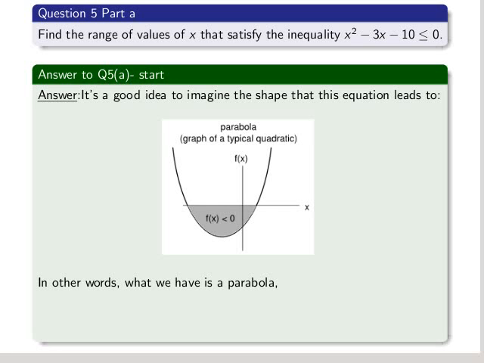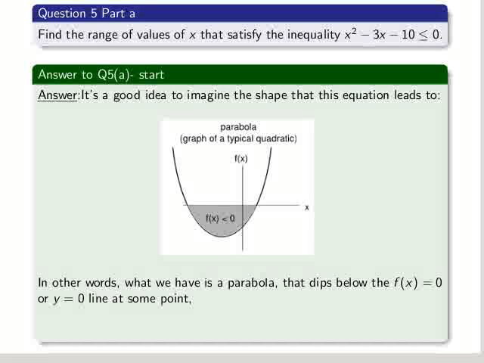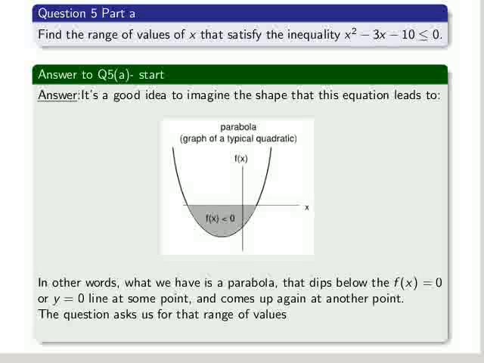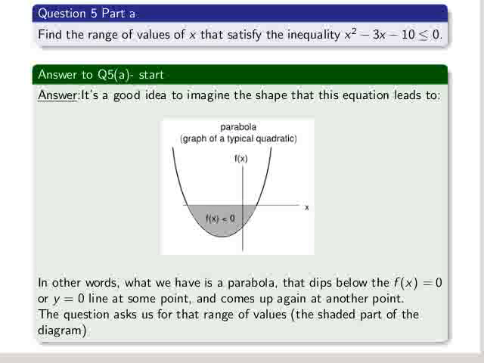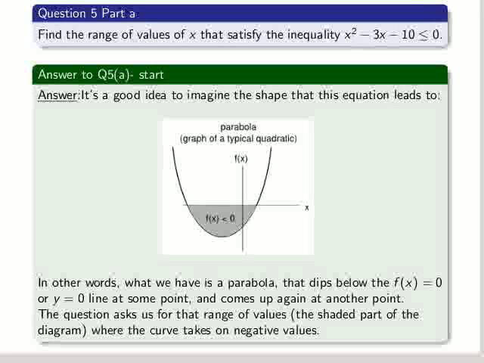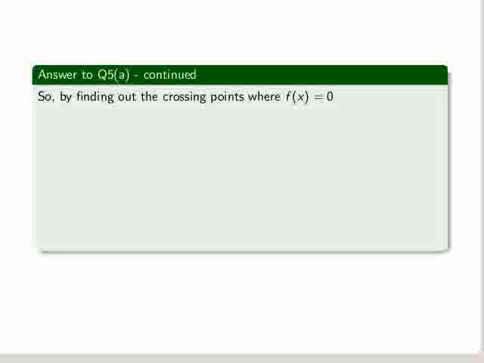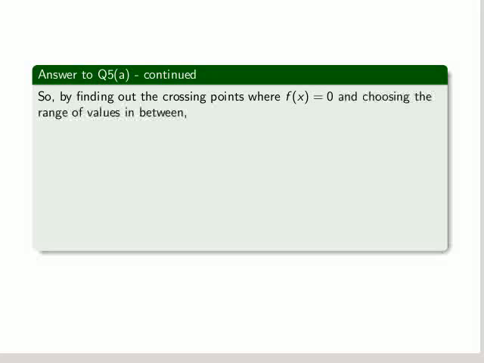In other words, what we have is a parabola that dips below f of x equal to 0, or y equal to 0, at some point and comes up again at another point. This question asks us for that range of values, the shaded part of the diagram, where the curve takes on negative values. So, by finding out the crossing points where f of x equals 0 and choosing the range of values in between, we have the answer.